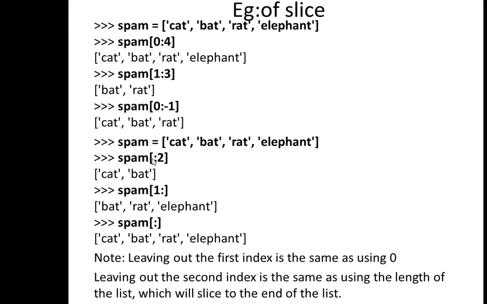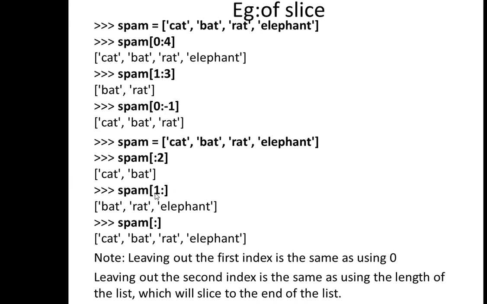Suppose I do not give the first index, but just the second index. By default, if the first index is not specified, the value is 0. So if I give spam[:2], I am slicing out the values with index 0 and 1, since 2 is not included. So cat and bat will be displayed.